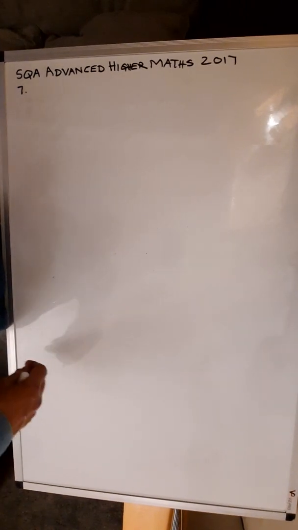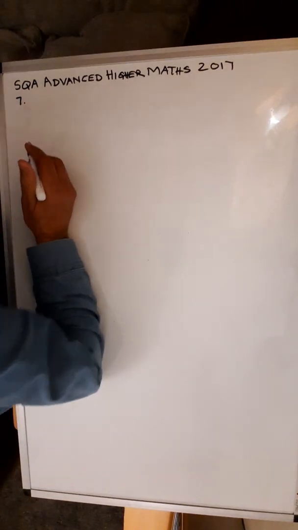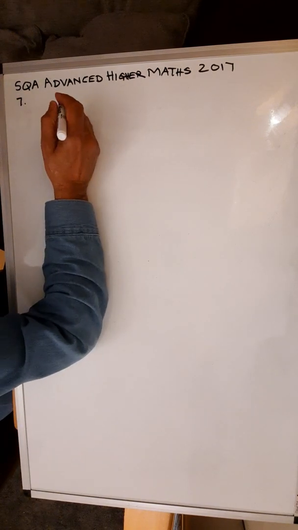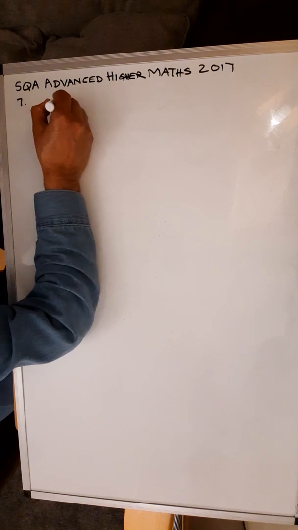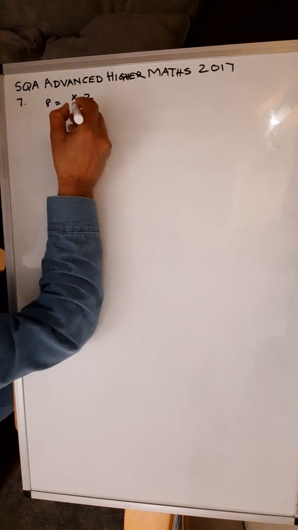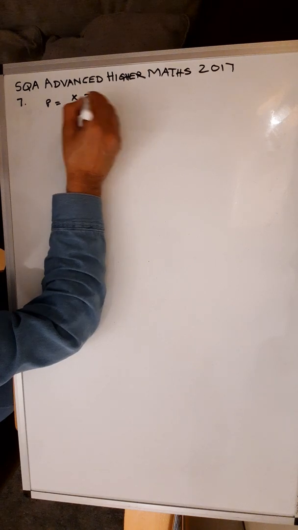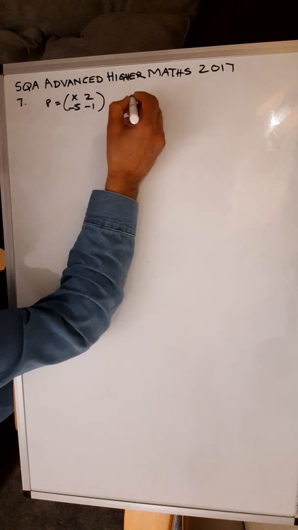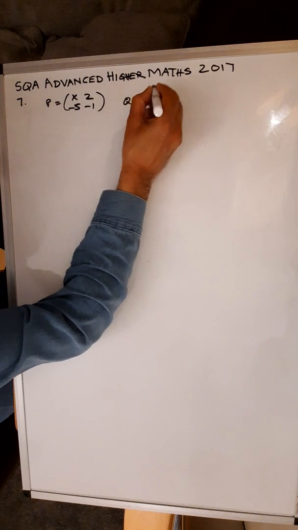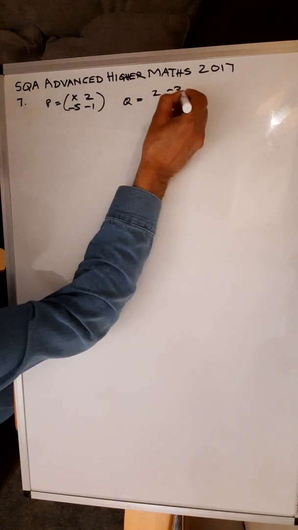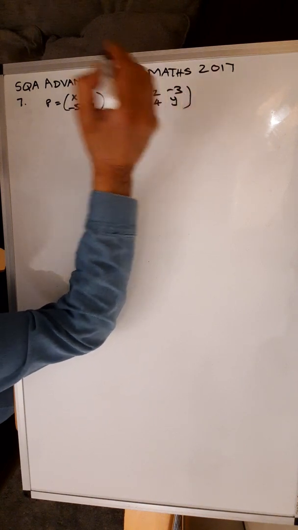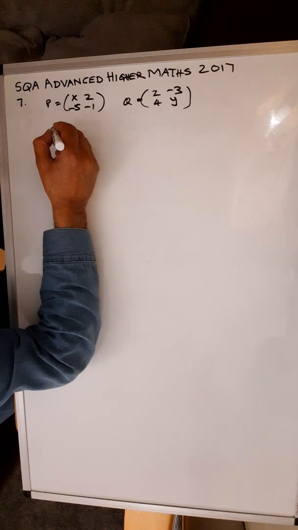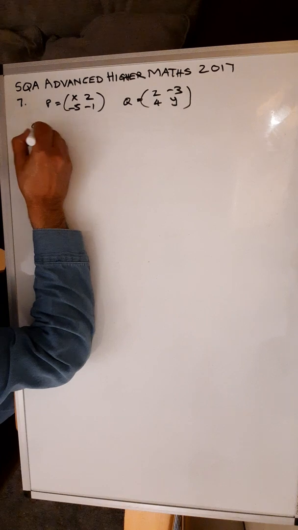SQA Advanced Higher 2017, question number 7. Matrices P and Q are defined by P equals x 2, minus 5 minus 1, and Q is equal to 2 minus 3, 4 y. Given that the determinant of P is 2, find the value of x.